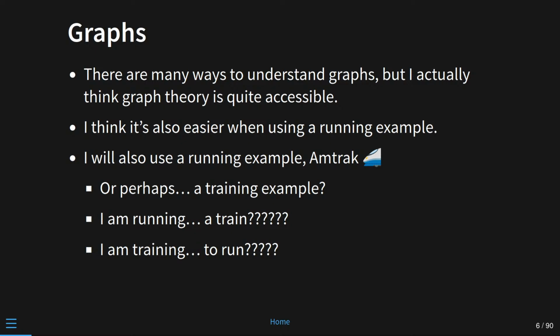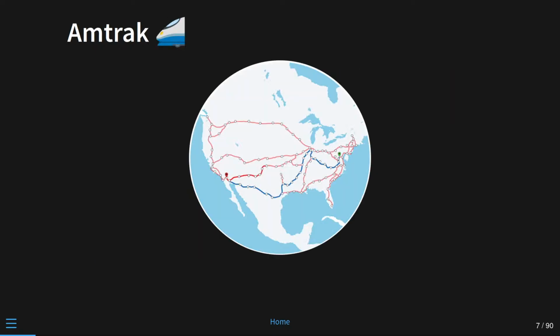And so famously, it's about the trains running on time. So I'm going to use the example of Amtrak. You can call this a running example, a training example, a running train, or a training run. All of those are acceptable. Okay. This is Amtrak. This is a visualization of Amtrak actually in 3 space projected onto the surface of a globe.